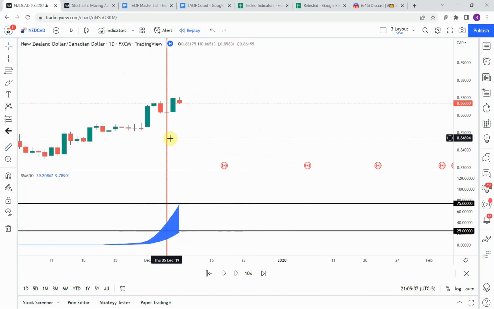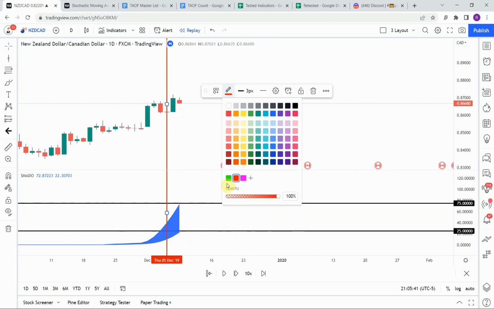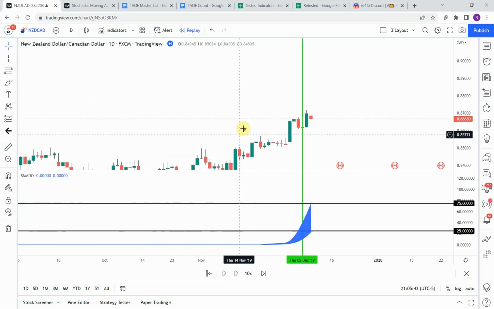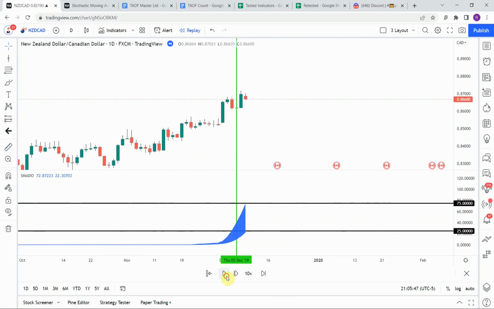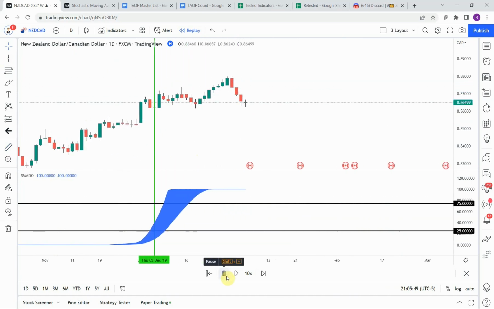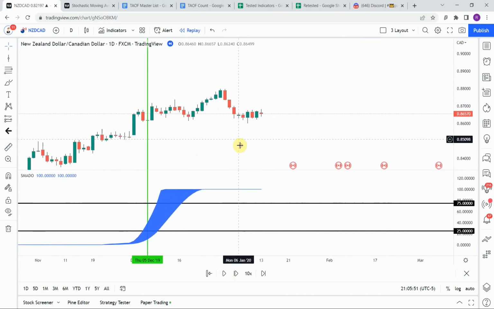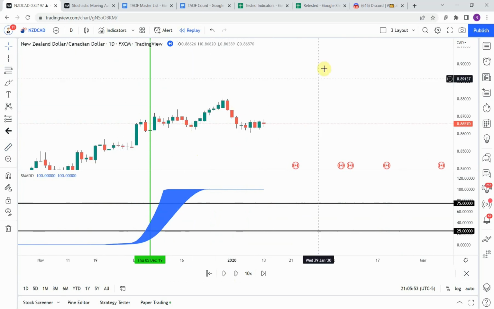All right, we then pick up a long signal right here on this one. Expected it to give us more signals in the one year's time, but it doesn't look like it's going to give us a whole lot here. Play it forward a little bit there. All right, so that puts us at the end of the year right there.